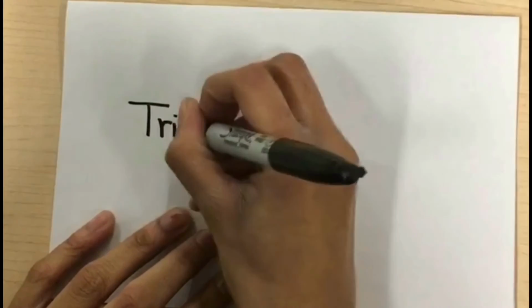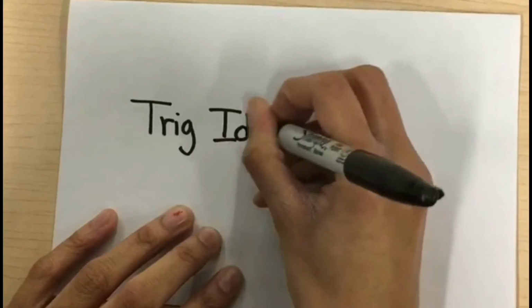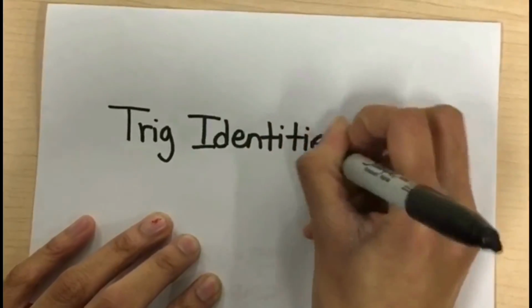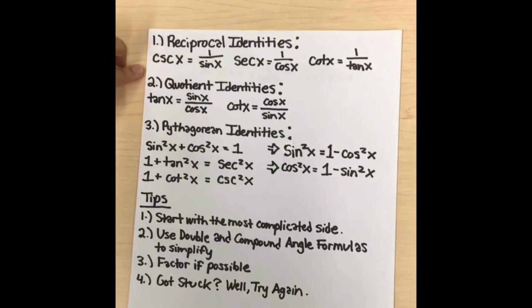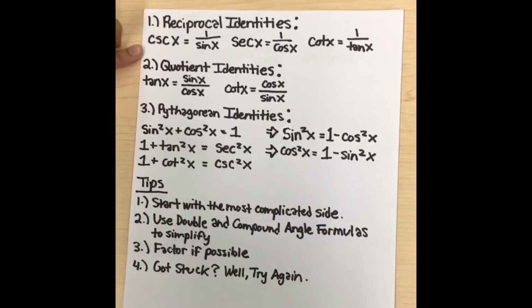Now, for our thinking part of our unit, we will be learning how to prove trig identities. Before we prove an identity, let's take a look at some basic known identities. Here we have reciprocal identities.